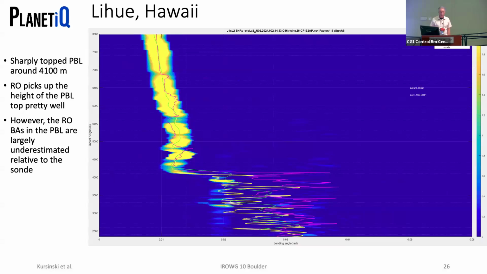Now, this is a really interesting case. I wanted to spend a few slides on this. This is Lihue, Hawaii. Up here, everybody's seeing the same thing, the sonde, the UCAR retrieval, our retrieval. And then the sonde is jumping over here to fairly large bending angles, and our retrieval and the UCAR retrieval are sort of stuck over here. It's not getting all the way over to here.